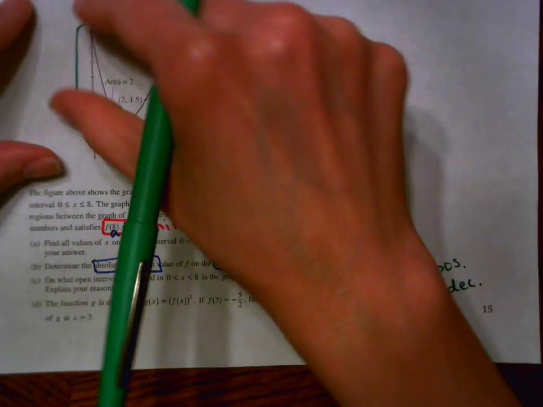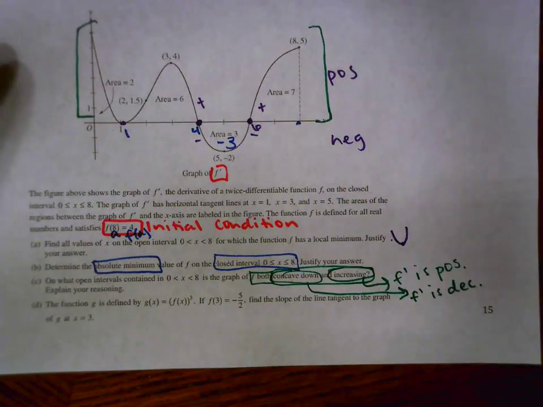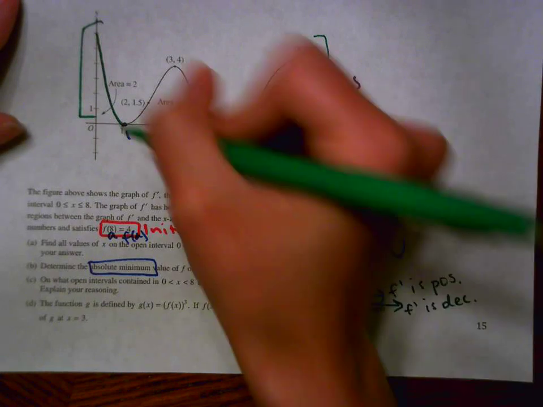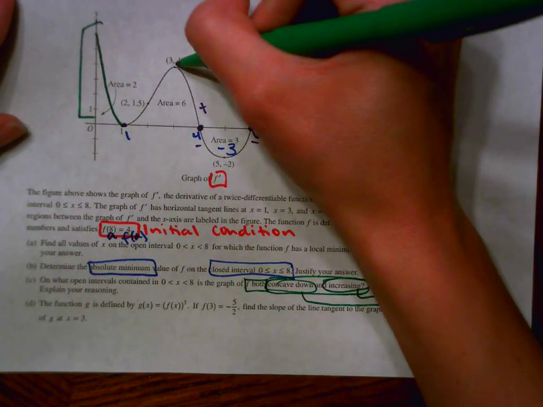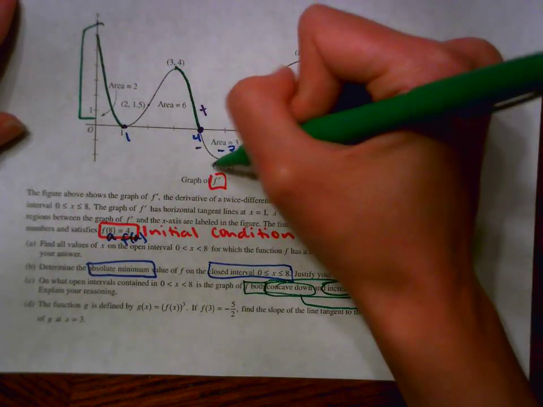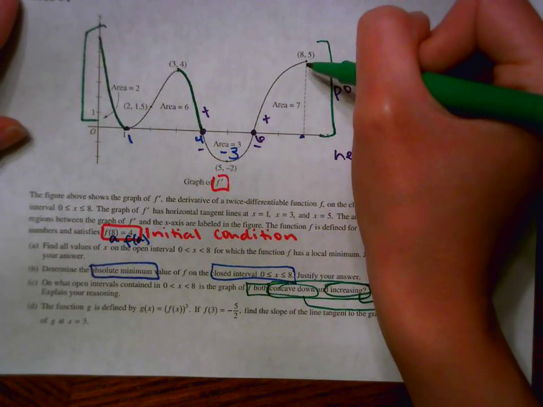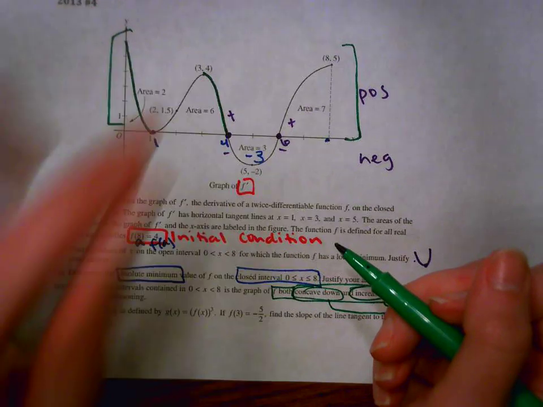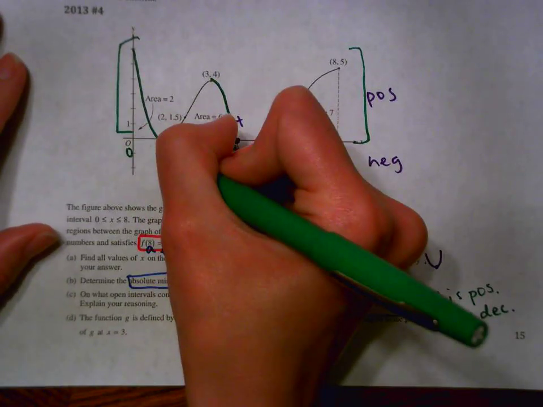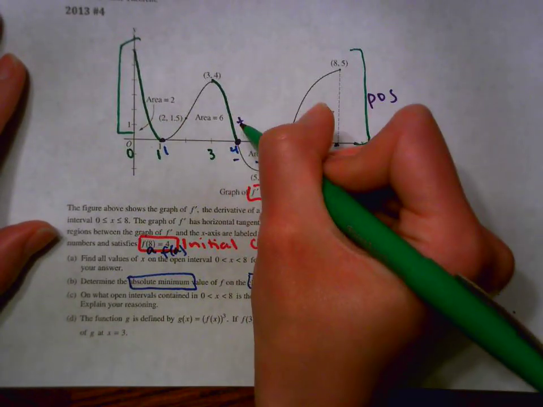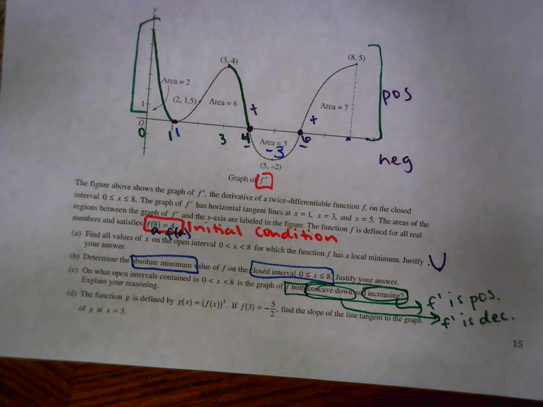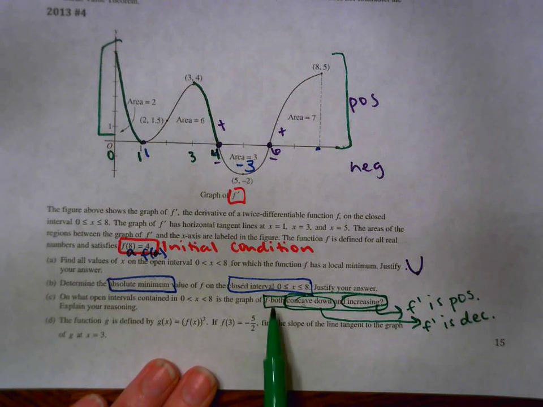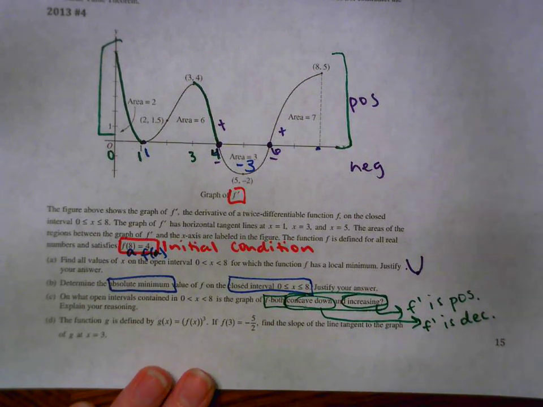So where in this positive section is f prime decreasing, going down? It'd be here. Then it's increasing, and then it decreases again here. That's negative, and then it's increasing again in the positive. So we have two sections we highlighted, from 0 to 1, and from 3 to 4. Those two intervals are where f is both concave down and increasing.